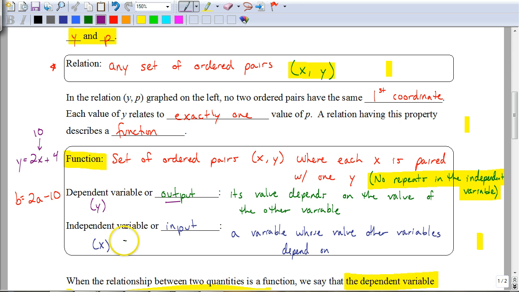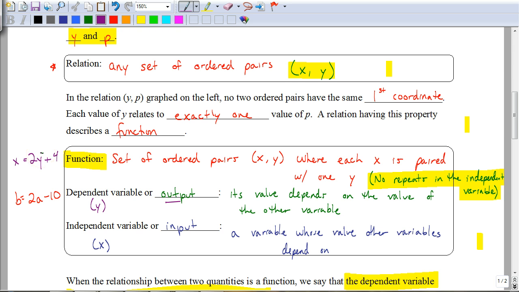Now, even though usually your dependent variable is going to be your y and your independent variable is going to be your x, sometimes your homework assignments will want to switch things up, and instead of saying y equals, they'll say x equals 2y plus 4. And in this case, my y in this situation would be my independent variable because I'd put numbers in there for y, and my x would be my dependent variable because my value for x would depend on the numbers I put in for y.